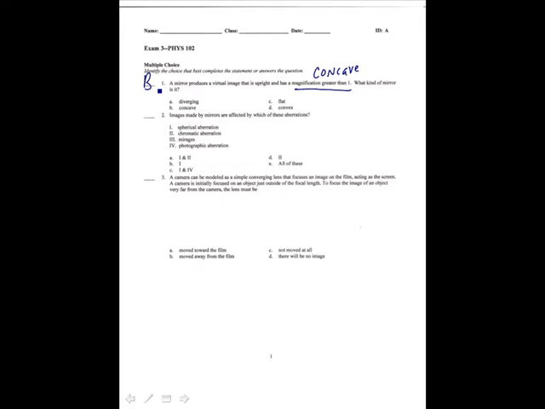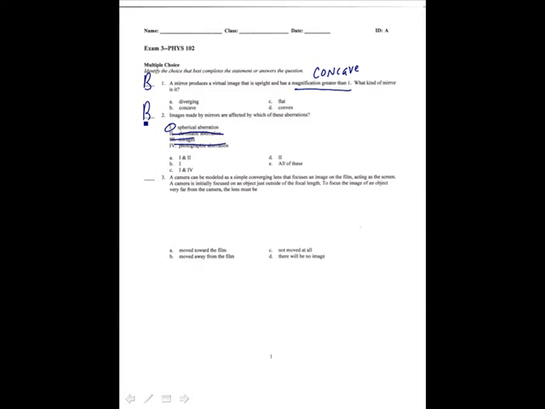Images made by mirrors are affected by which of these aberrations? Well, mirrors are affected by spherical aberrations. Mirrors are not affected by chromatic aberration. That's only for lenses. Mirages are not an aberration, and photographic aberration is just made up. So the answer is B.